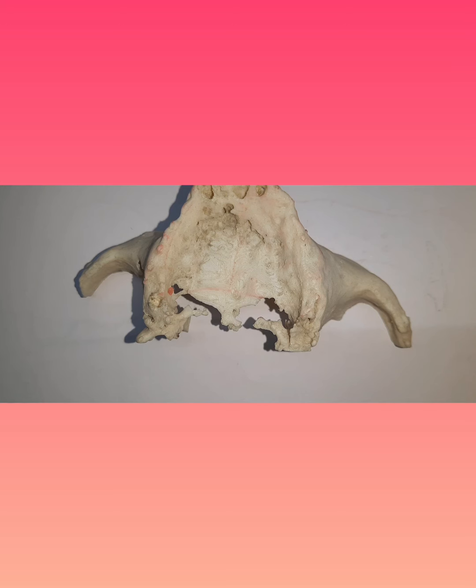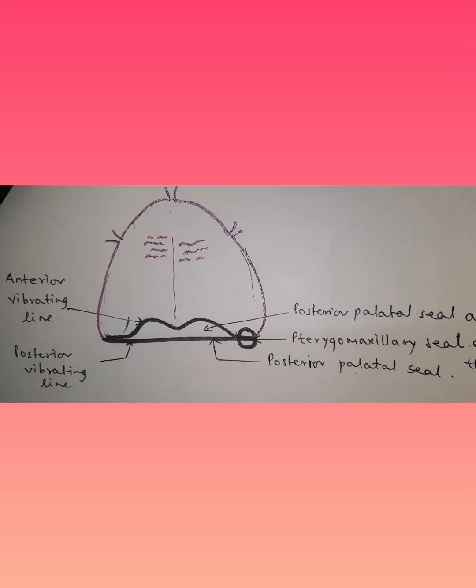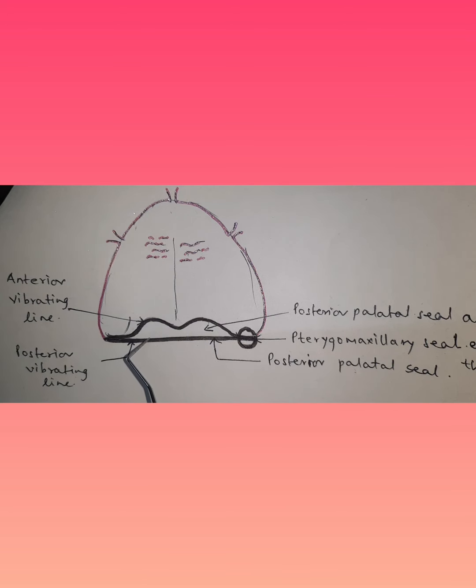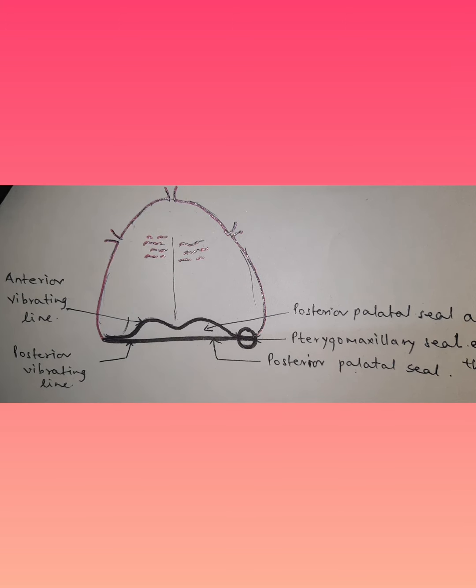Now the posterior palatal seal extends from one hamular notch to the other hamular notch on the other side. That is the extension of the posterior palatal seal. Actually, the posterior palatal seal lies between two important parts, that is the anterior vibrating line and the posterior vibrating line. In between these you have this region where you are providing the peripheral seal, that is the posterior palatal seal, which you have to record so that you get a good retentive and stable denture.